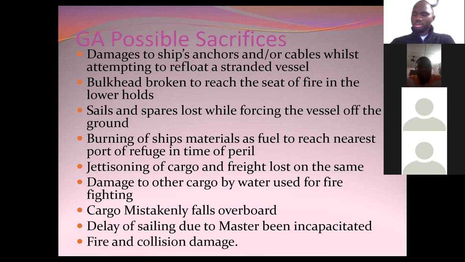From your explanation, yes, sir. You said it has to be intentional and it has to be during emergency. So when a vessel is already stranded, we are attempting to refloat. So I think that's an emergency. So a general average should apply. That's because it's in an emergency. Attempting to refloat, that means it has been stranded already. So if we don't refloat it, everything else will get damaged.